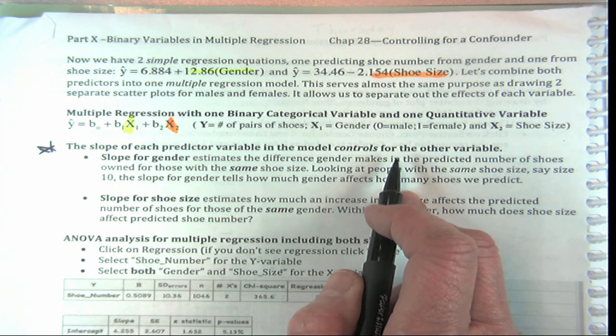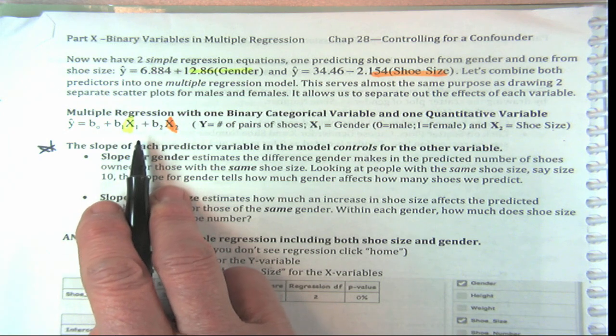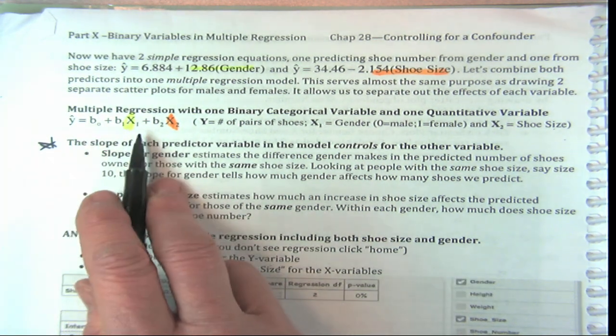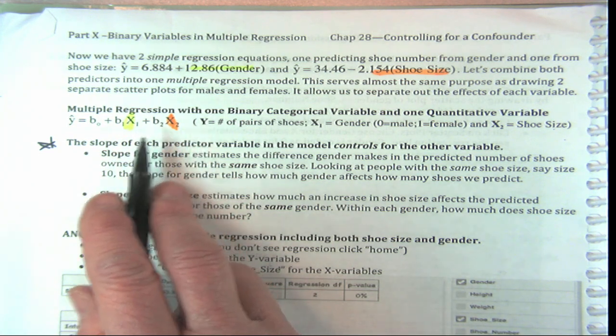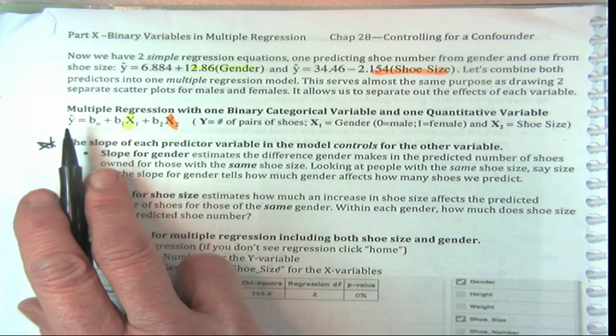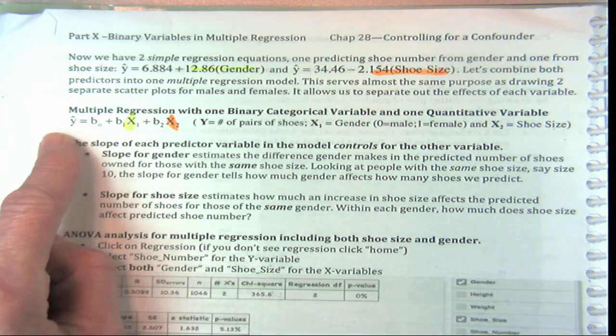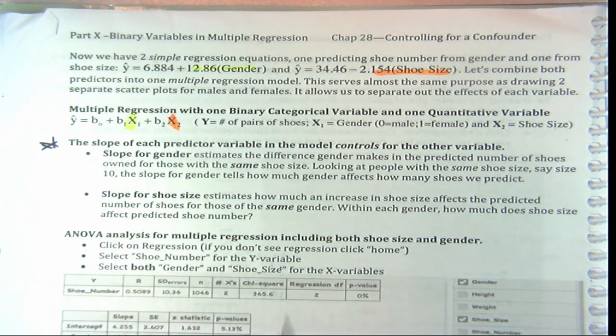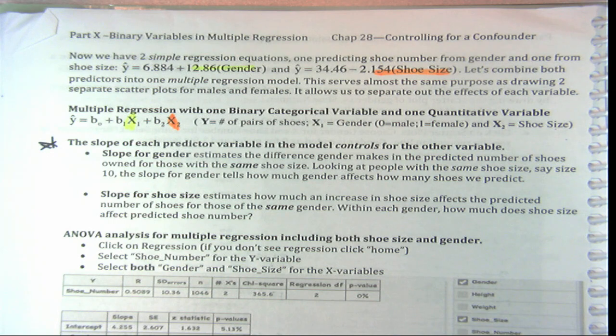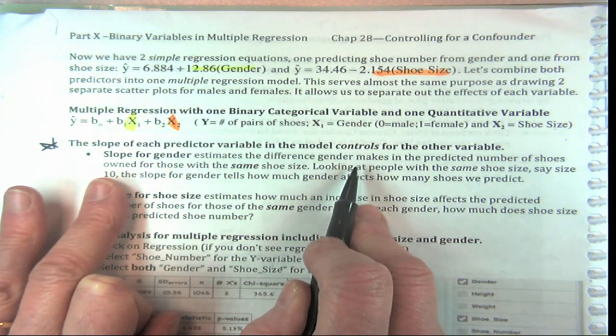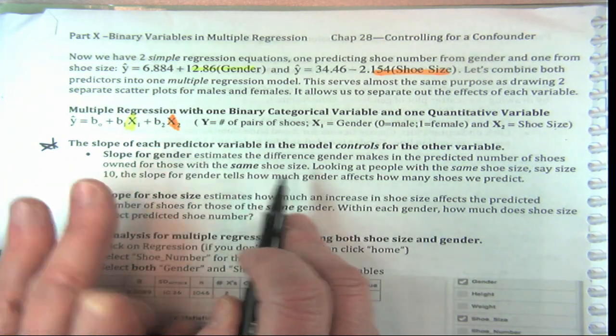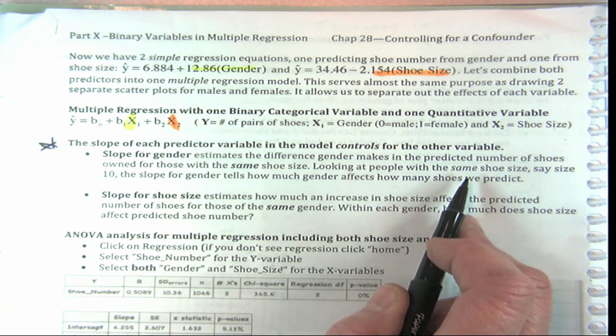What does that mean? It means that, for example, the slope for gender estimates the difference gender makes on shoe number, controlling for shoe size. So it's the difference that gender makes on how many pairs of shoes people buy, controlling for shoe size. So that means, for example, I have a shoe size of 10, and women who have a shoe size of 10 would be compared to guys who have a shoe size of 10. And we'd see how much the difference in gender makes for the same shoe size. Same with shoe size of 9, same with shoe size of 11, etc. Do you understand? So it estimates the difference gender makes in the predicted number of shoes owned for those with the same shoe size. So that's how it stratifies.